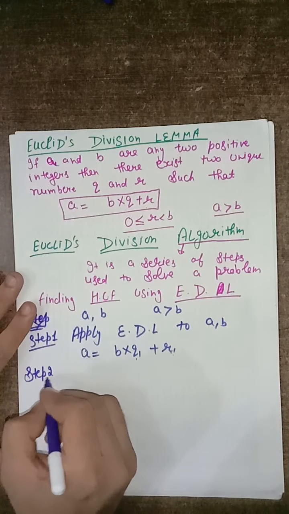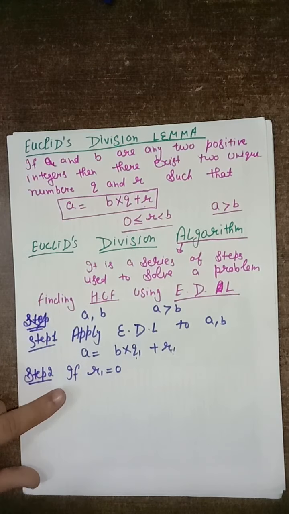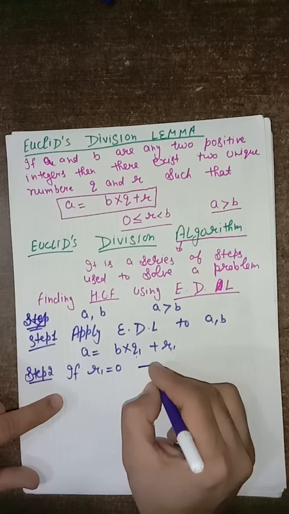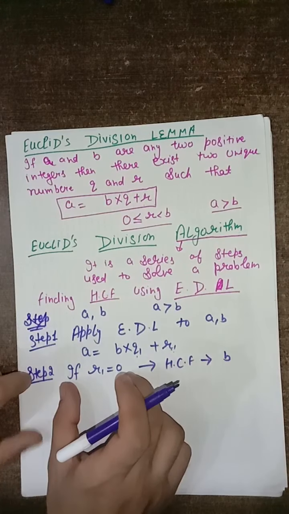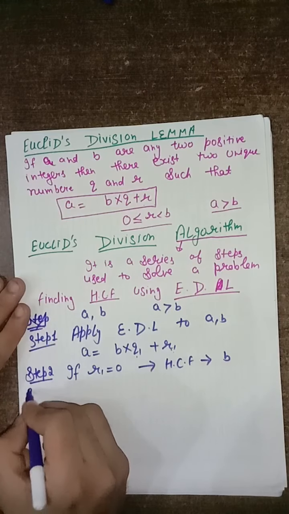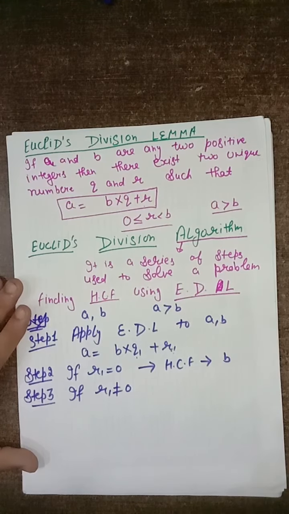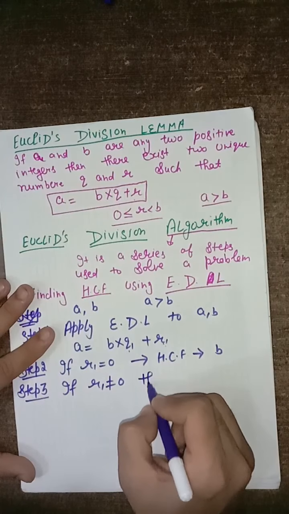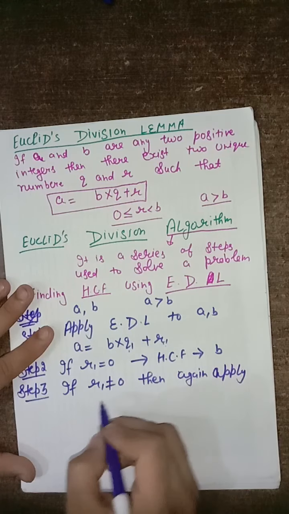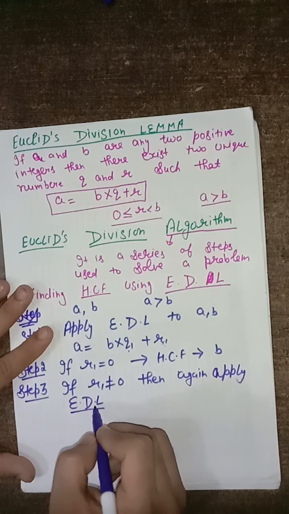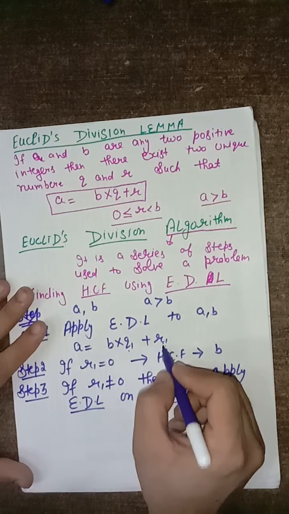Now our second step is: if R1 equals 0, then the HCF of A and B will be B. If R1 is 0, then HCF is B. But if R1 is not equal to 0, then again apply Euclid division lemma on B and R1, this B and this R1.